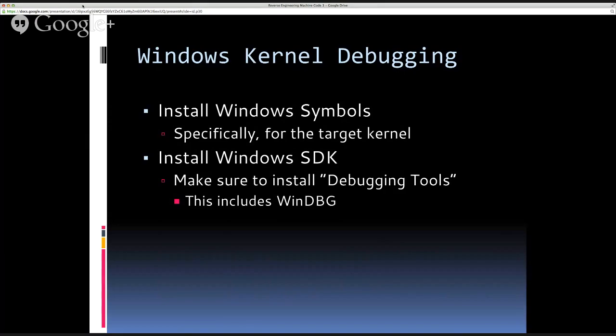But whatever the case, a few things you'll want to do first are, of course, to install the Windows symbols. This matters a lot for whatever target version of Windows you're reversing. So if it's XP, make sure you get the XP symbols. If it's Windows 7, get those. Then you also want to install the Windows SDK. If you install the Windows SDK with the debugging tools, it will put WinDbg on your machine, and this is a very powerful debugger.